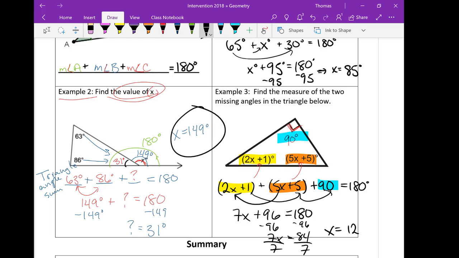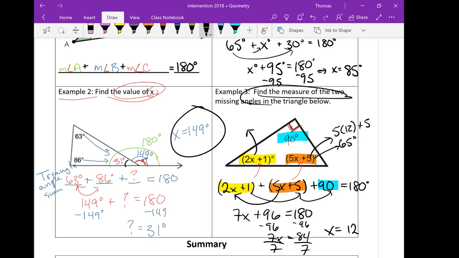Let's check and make sure this is what we wanted. It says find the measure of the two missing angles. Oh, so we found what x is, but we actually didn't find the measure of the angles. We still need to plug x back in to figure out what these angles were. So for this first angle, it's going to be 5 times 12 plus 5. 5 times 12 is 60, plus 5 is 65 degrees. So that angle is 65 degrees.